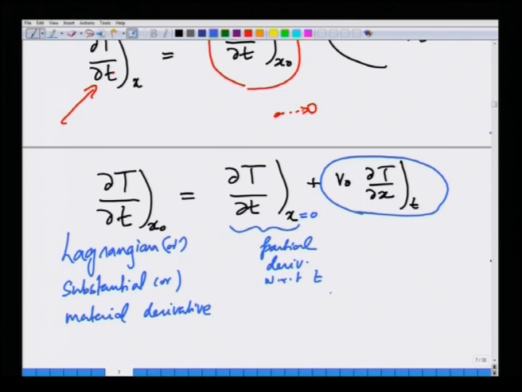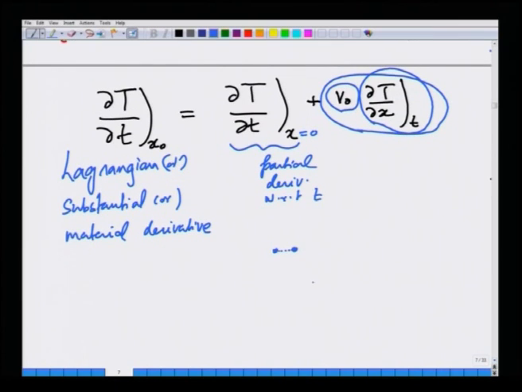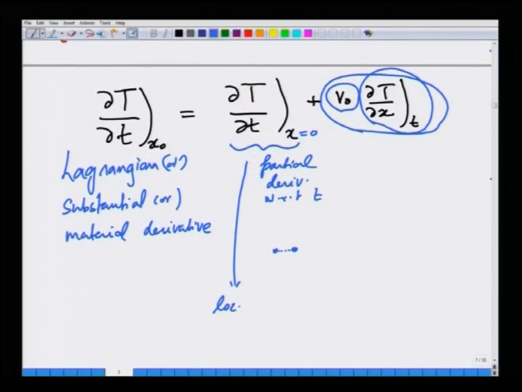So, here what this is telling is that a particle that was here will move from one location to another by virtue of flow, that is where this velocity is coming in, and the temperature difference it is going to feel is given by the Eulerian spatial derivative of temperature. So, this is essentially the temperature difference between these 2 points, as given by the Eulerian description, and if you multiply by the velocity at which the particle is moving, then that is going to give us the convected rate of change. So, the other term is sometimes called the local rate of change.